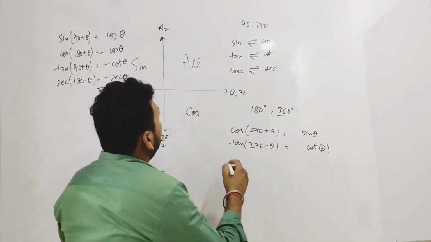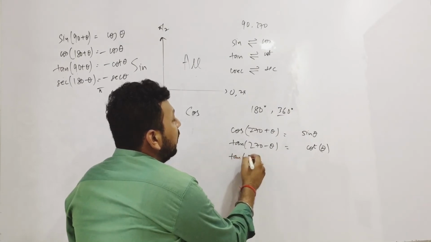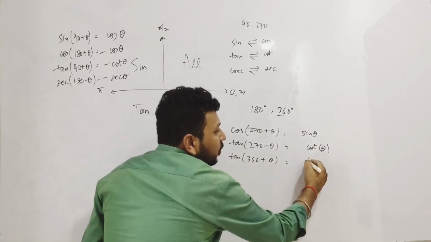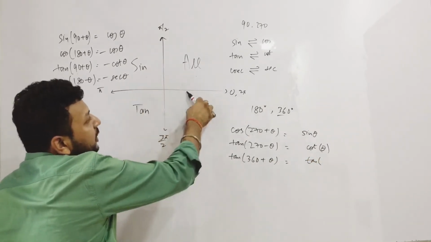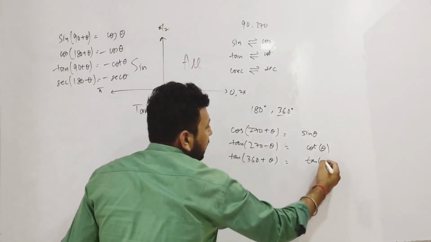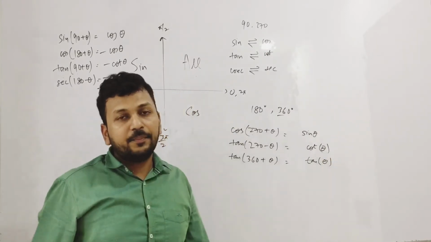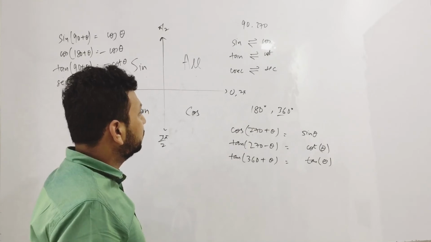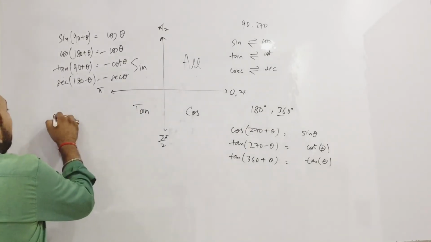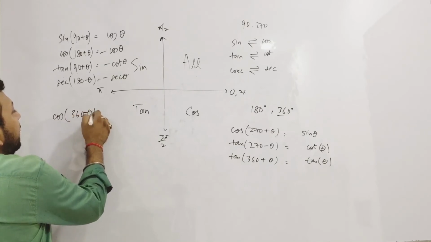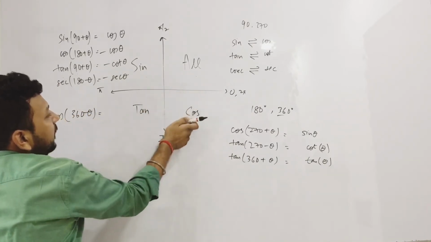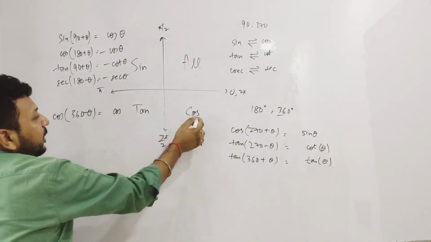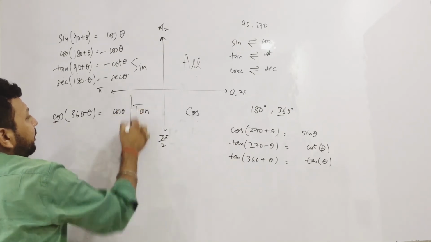If I write tan of 360 plus theta, 360 means tan remains tan. And in 360 plus theta everything is positive, so it remains plus tan theta. This is how it goes. One or two more we can do. Cos of 360 minus theta: 360 means cos remains cos, and in this quadrant cos is positive, that means cos theta.